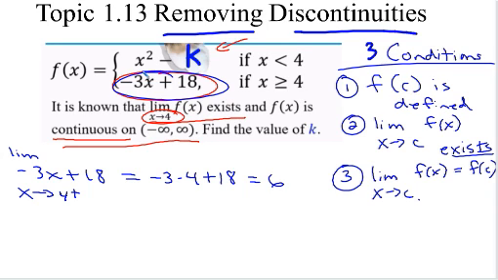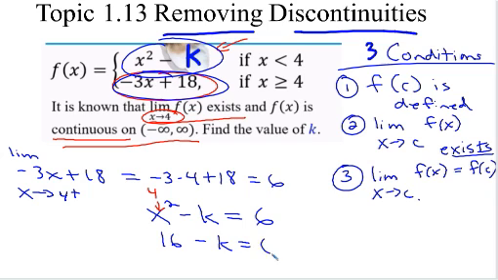Well, for this limit to exist, the left and the right limits need to be the same, so that means this other piece, the x squared minus k, must also equal 6 when I plug in 4. So if I put 4 in right here, I get 16 minus k equals 6, which tells me that k's got to be 10.